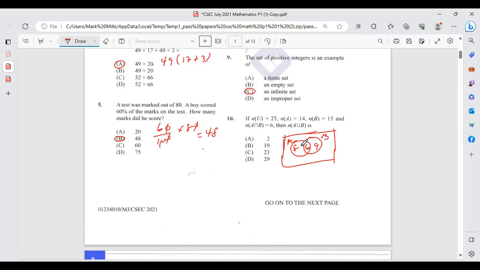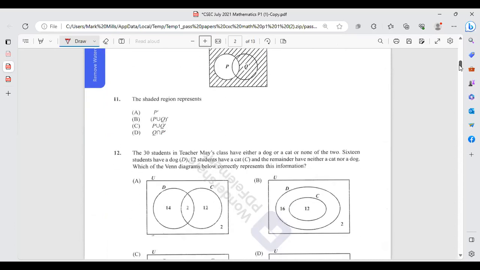So let's add up everything now. 14 plus 9, what do I get? 23. 15, so that means 2 be what? Outside. Am I right? Because everything has to be 25. Now they ask the question, what is A union B? A union B is 21. So we add the 8 plus the 6 plus the 9. Number 11, A.